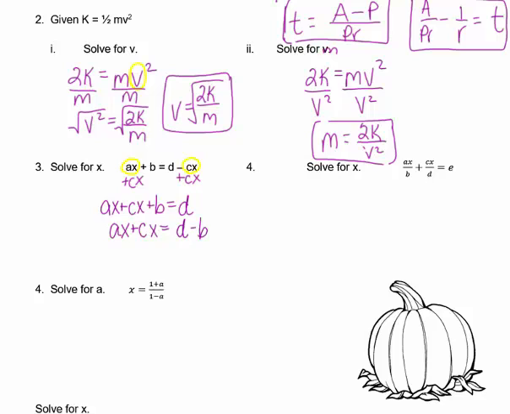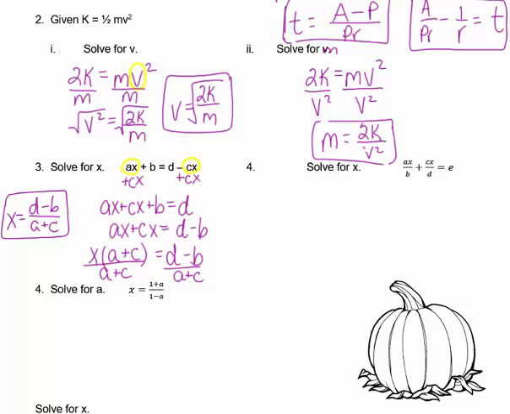And now I have to factor the x out. It's the only way to get that alone. And finally divide by a plus c. So my final answer, x equals d minus b over a plus c.